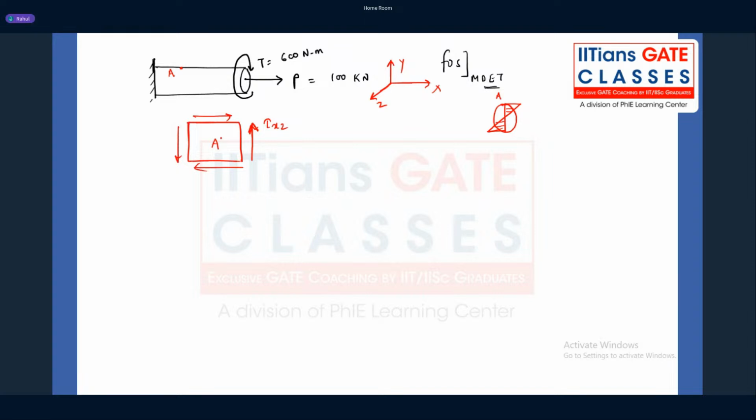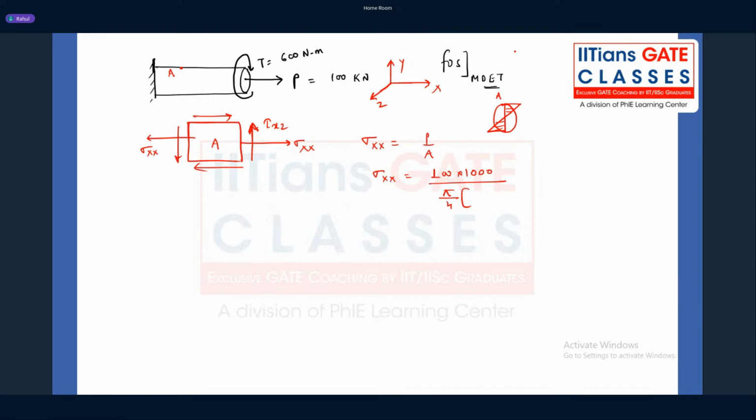And this is the torsional shear stress because of the twisting moment. And what about because of the P? There is the normal stress sigma XX, which is nothing but P over area. So if you talk about the sigma XX, what you can write? 100 into 1000 over pi by 4 d square.